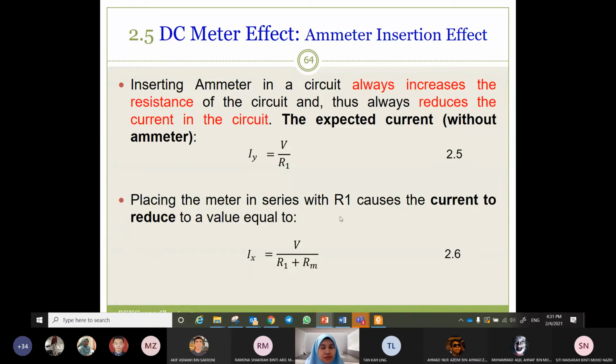So the internal resistance in the ammeter will be in series with, let's say, R1. So the new I is equal to V over R1 plus Rm. Rm is the internal resistance of the meter. R1 is the R in the circuit that we want to measure.